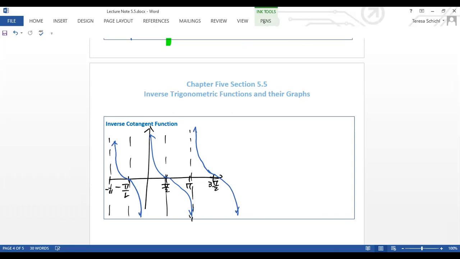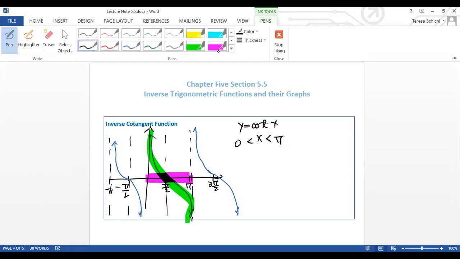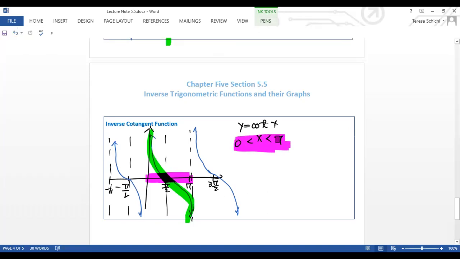Now the cotangent goes from negative infinity to infinity. This one is pretty good; I can restrict in here. If I restrict in here, I cover the whole range for the cotangent, from positive infinity to negative infinity. So I can say y equals cotangent x, where x is from 0 to pi. This is what we call the restricted domain. That means if you want to find the inverse function, you have to be in here.